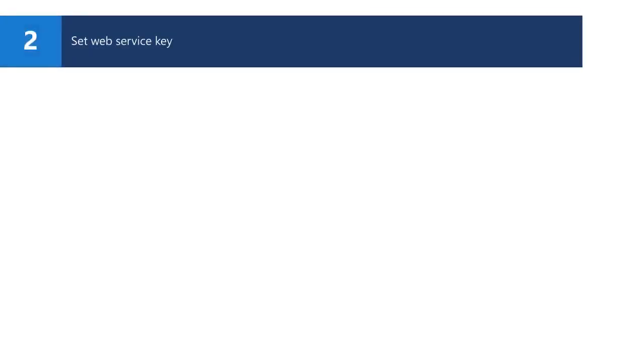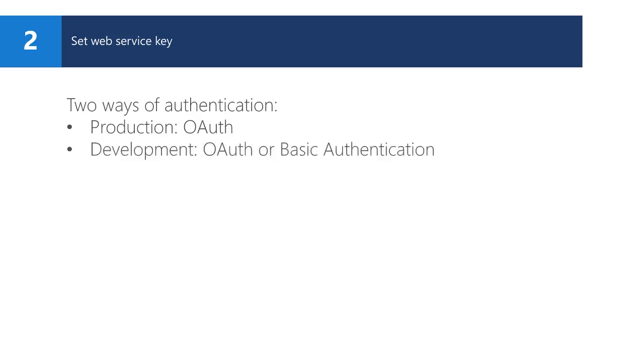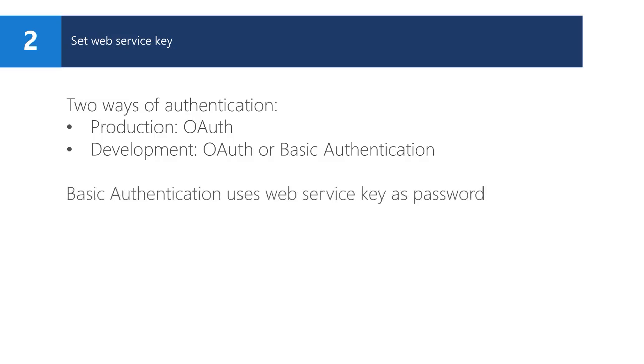To call an API, you need to authenticate. There are two ways for authentication. For the production endpoint, you need to use an OAuth token. Based on this token, the endpoint can find the correct tenant. The tenant-specific endpoint, which can be used for development, also allows to use basic authentication. Basic authentication uses a web service key as a password. This web service key can be set on the user card.